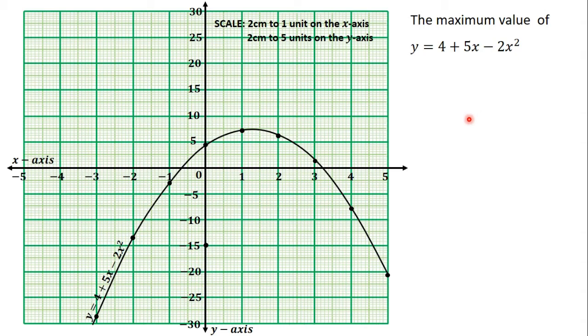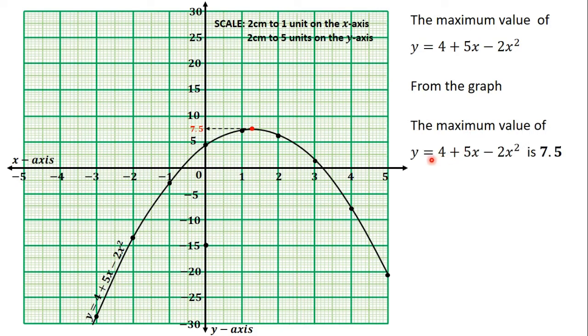The maximum value is the y coordinate of the turning point. So the first thing you have to do is to locate the turning point. The turning point occurs here. Then you trace it to the y-axis. So we trace it to the y-axis and we read the y value there. On my graph, the y value here is 7.5. So from the graph, the maximum value of y is 7.5.